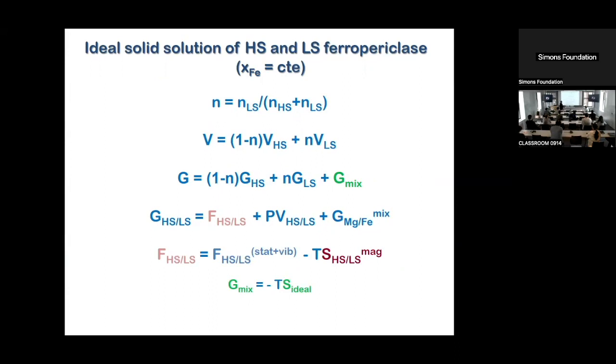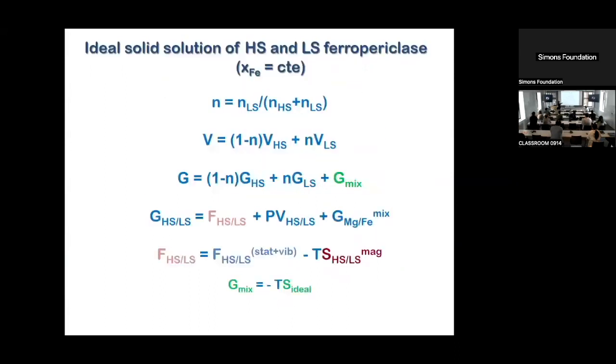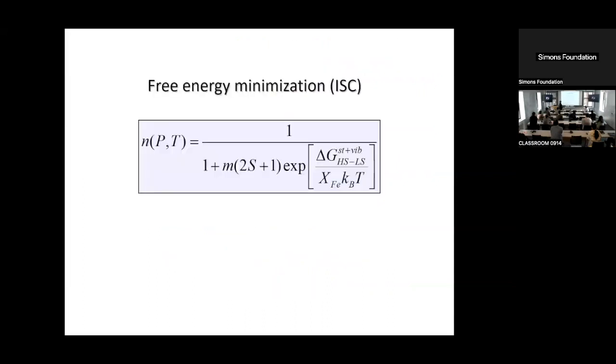And this mixing entropy here is just the ideal one. So we have analytical expressions for several of these terms, and what really is calculated by first principles is this quantity here, and this PV term for each one of the phases. And if you minimize that free energy with respect to n, you get a simple expression like this: the population of low spin states, 1 plus this quantity here.